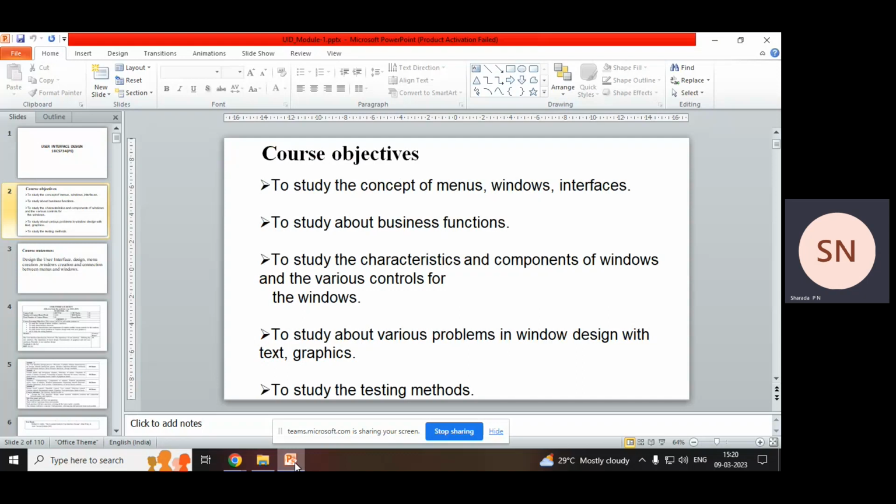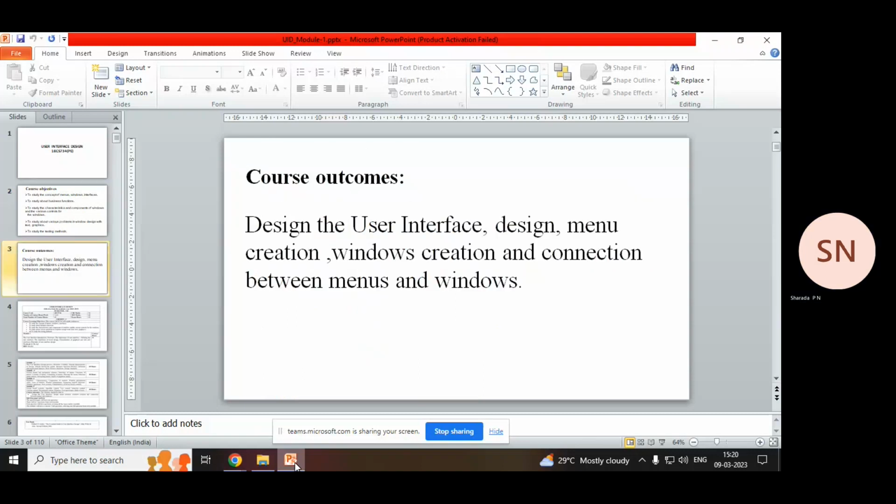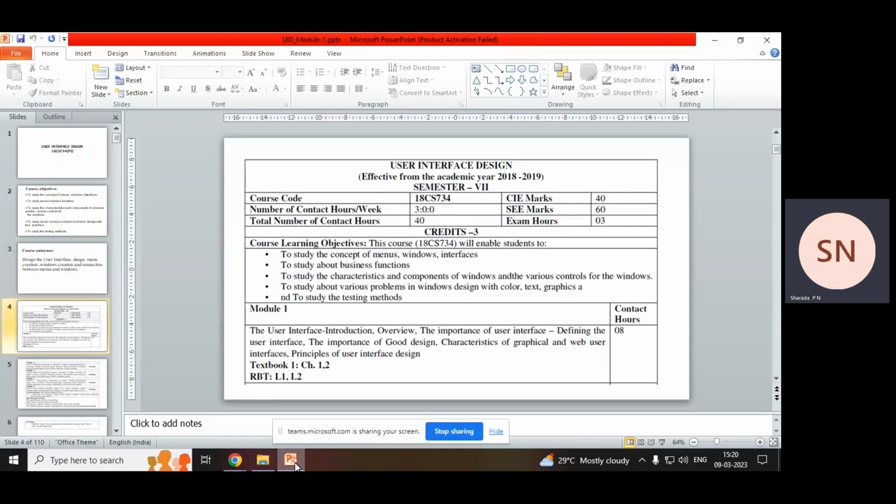The second is to study the business functions, and the third is the characteristics and components of windows, as well as the various controls used for windows. Next, you are going to study the various problems in designing windows, text, and graphics, and testing methods in Module 5. Now coming to the course outcome, you are going to design the user interface, menu creation, window creation, and connections between the menus and the windows.